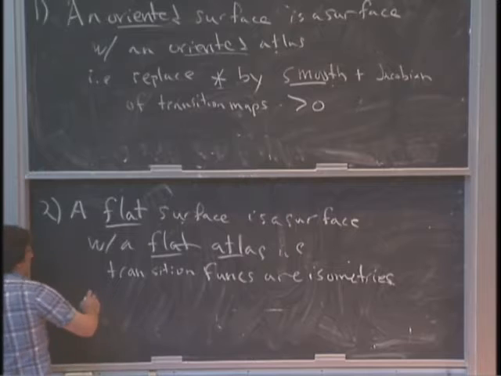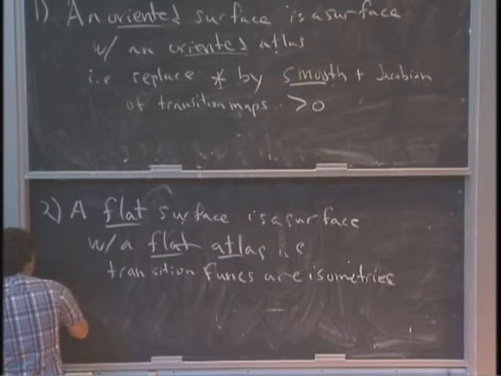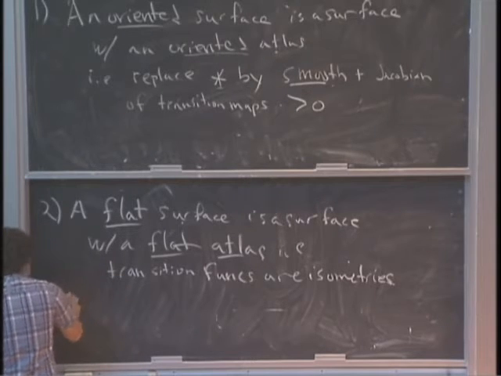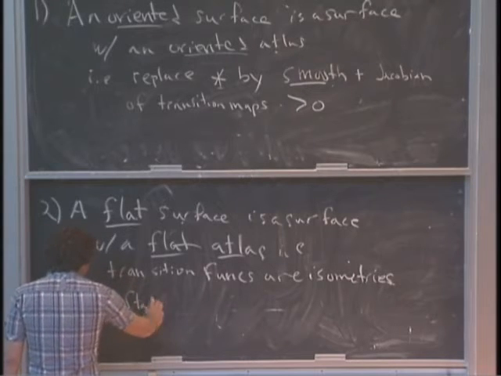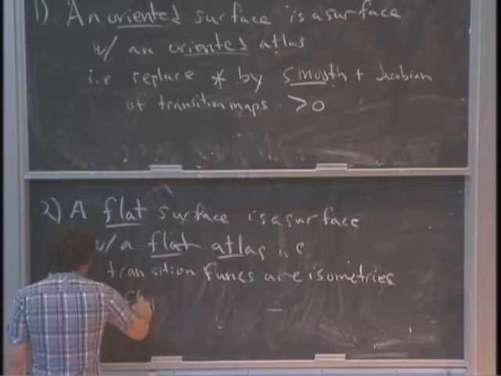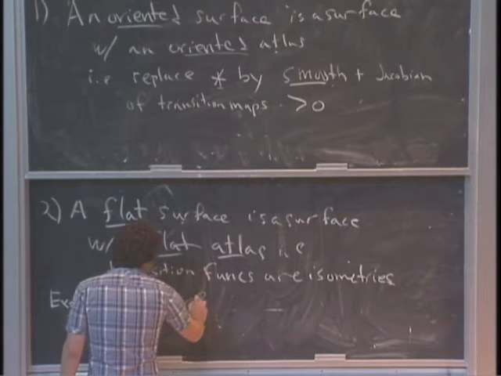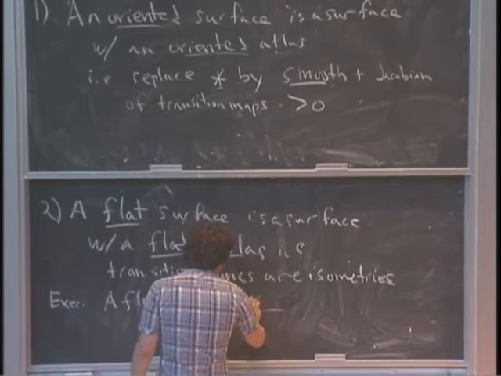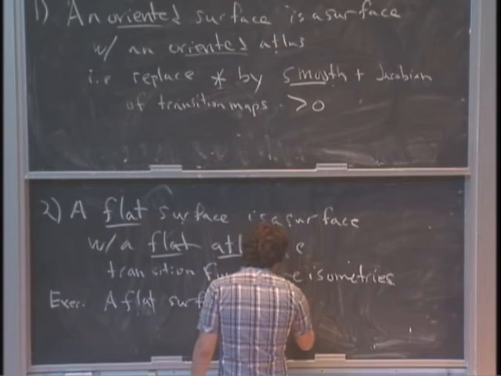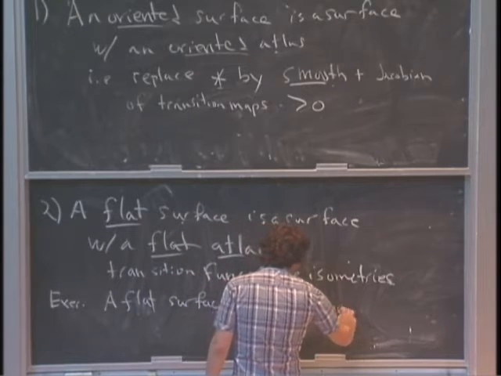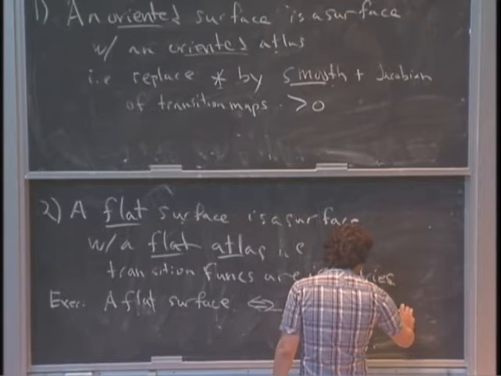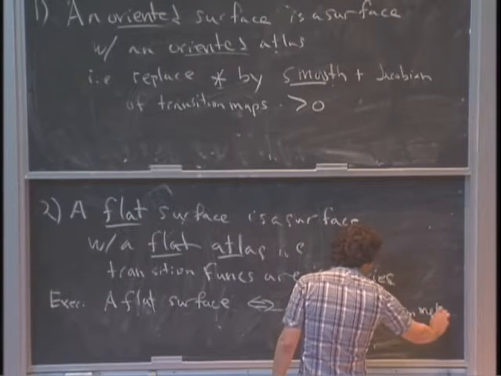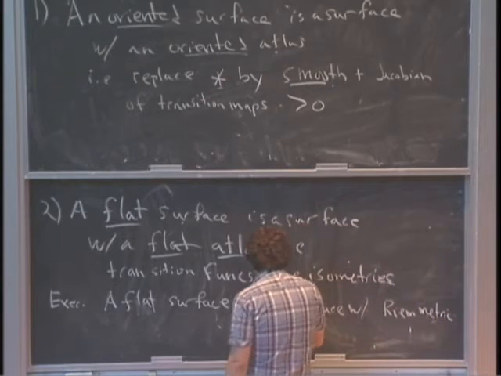So what this means geometrically, and this will be an exercise, is that a flat surface is essentially the same as a surface with a Riemannian metric with vanishing curvature.